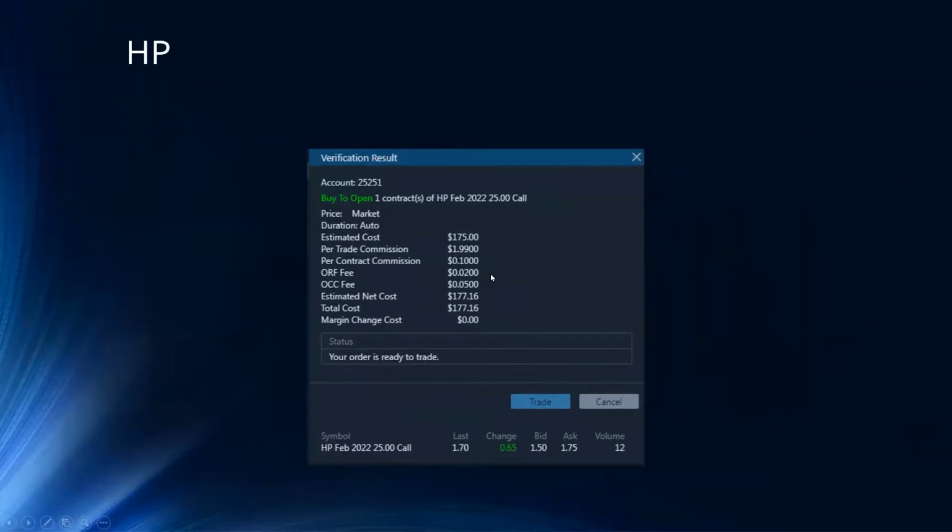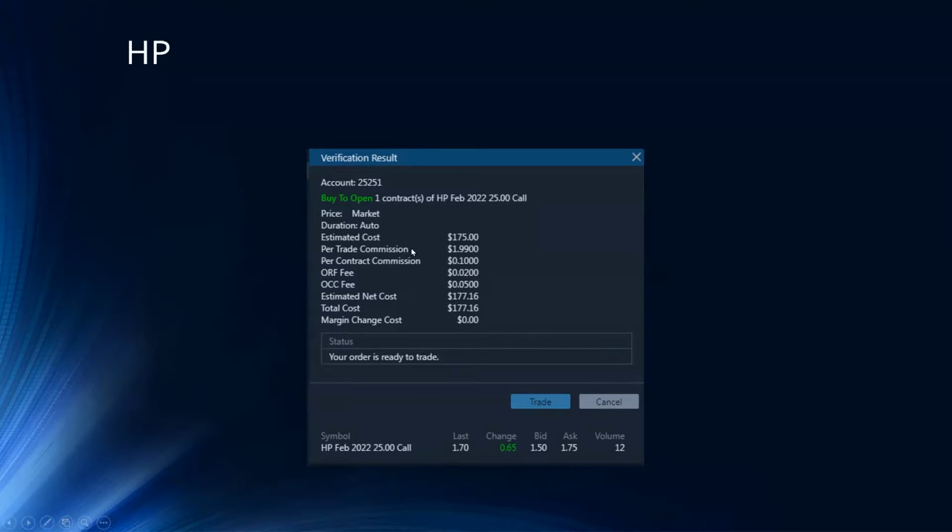So when you put in that trade, all of a sudden it gives you a verification: buy to open 1 contract of HP February 2022 $25 call. So the price is at the market. Remember, we're keeping this very simple. Now, estimated cost, if we get that price, $175 is the price.